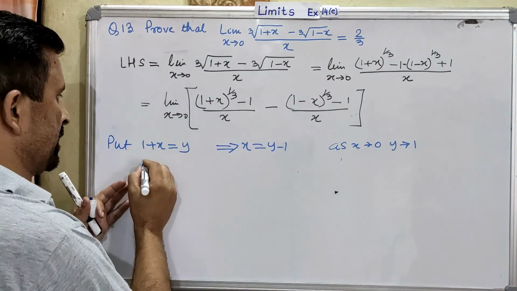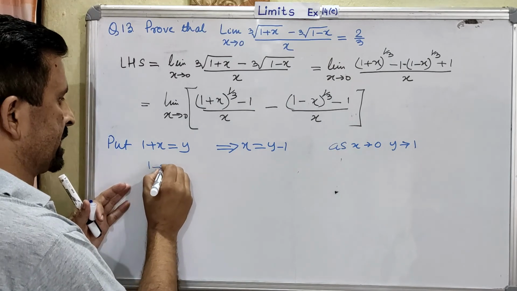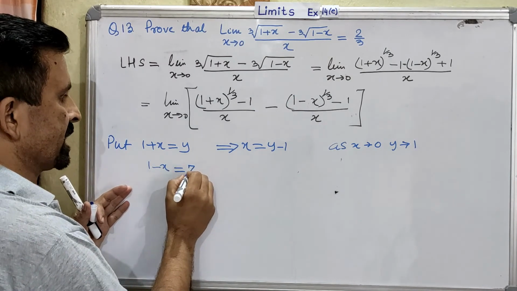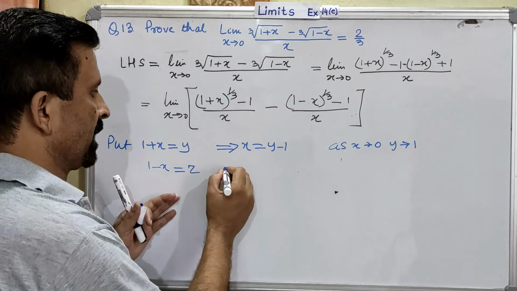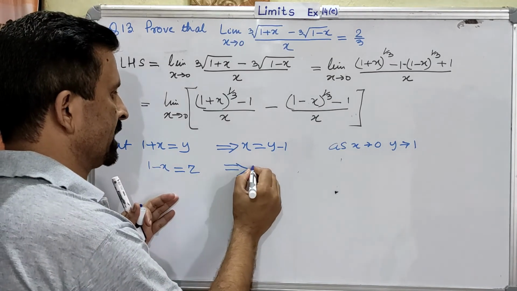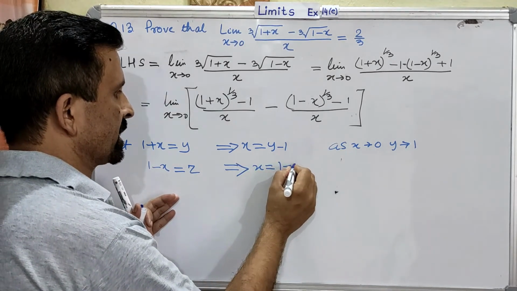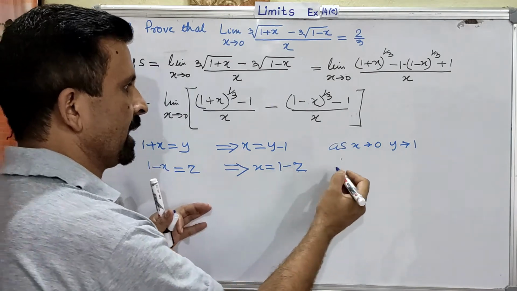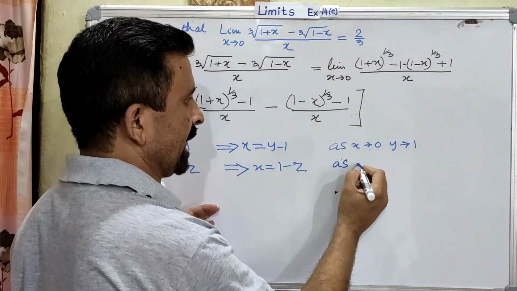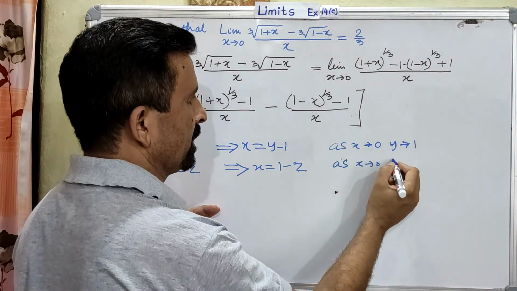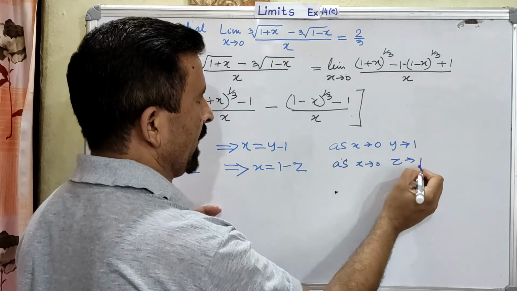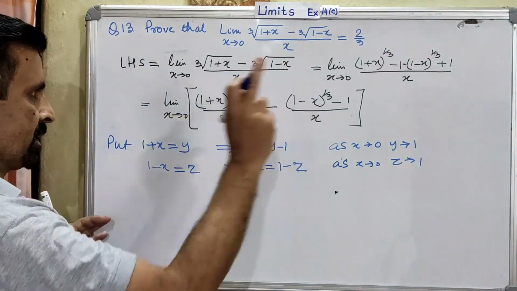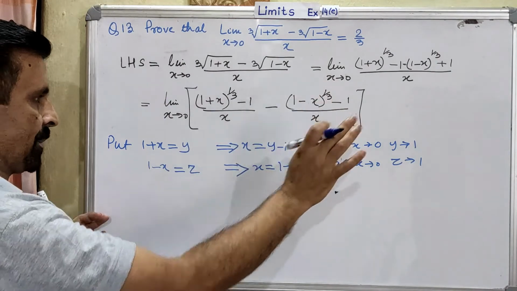Now for this part also similarly, I will write 1 minus x and I will take it as equal to z. Right? From here also I can have the value of z, x will be equal to 1 minus z. Clear? And here also the limit will change. As x is tending to 0, your z will be tending to 1. Right? So now we'll change the limit and we'll find the limit of these two separately.